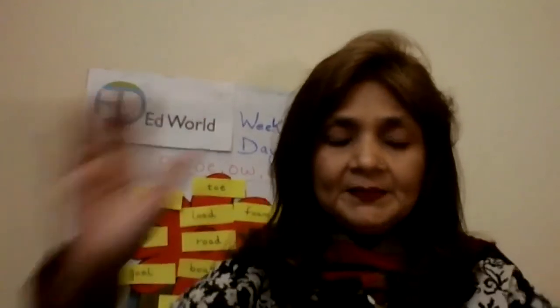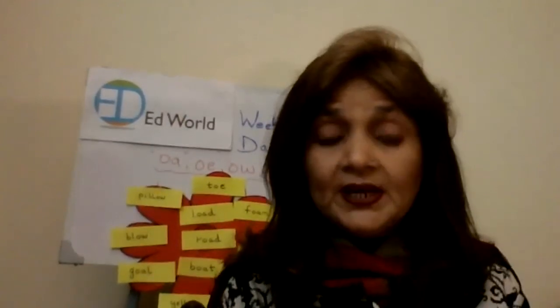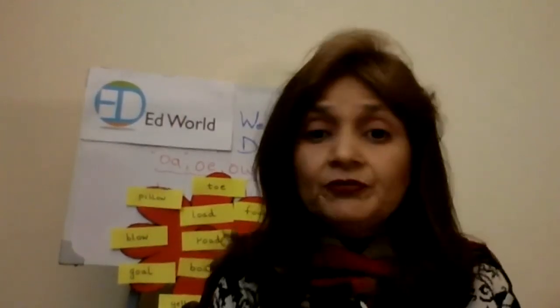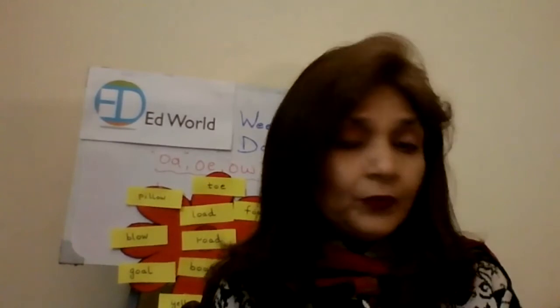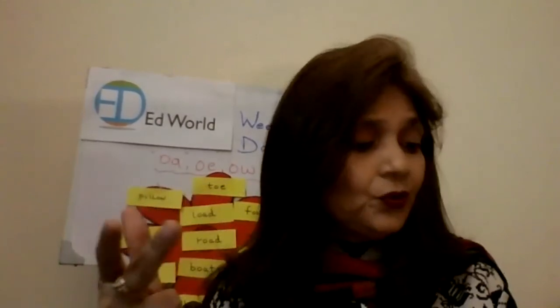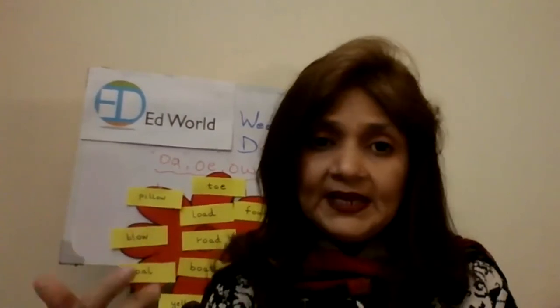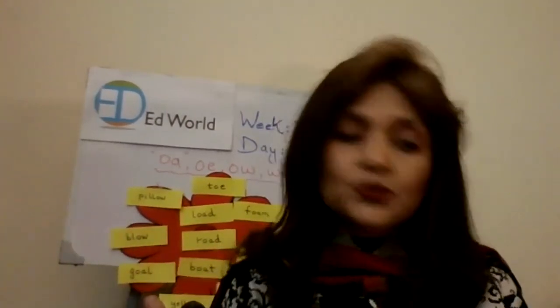All right, time is up. Time is up. Okay, let's sort it out. Let's see whether you have done it correctly or not. Now, first word is OA. What are the OA words? Come on. Boat, very good. Coat, very good. Toe, very good. Road, very good. That's it. Very good. Now comes OW.